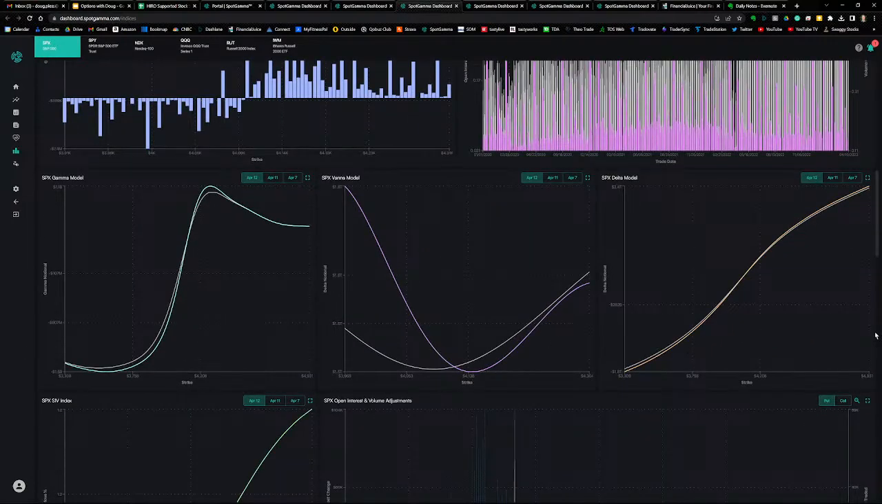And just a note, I use Bookmap and SpotGamma. Those are my primary tools. I think both are well worth the cost.